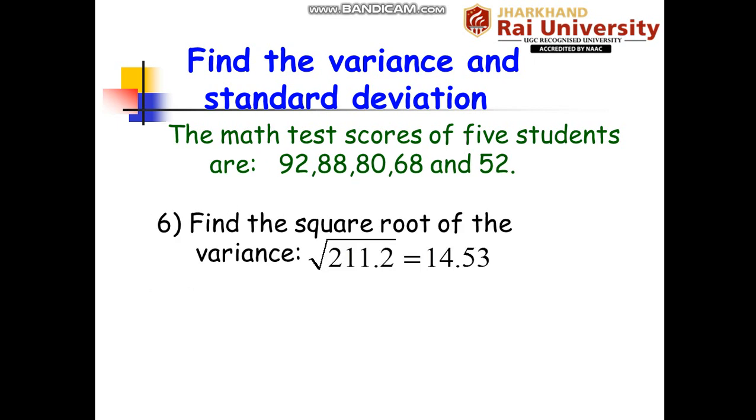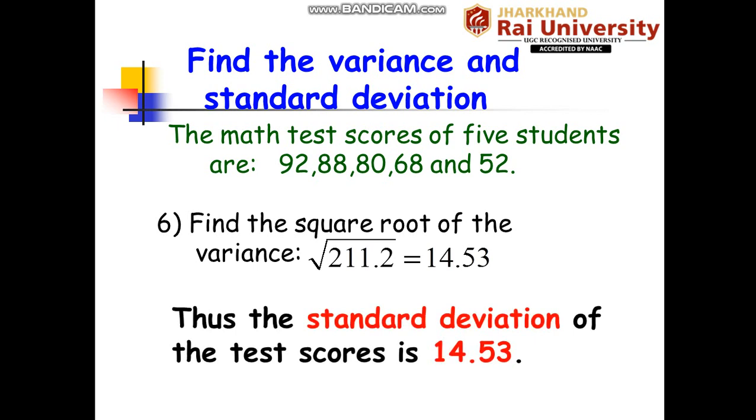Now we have got the variance as 211.2. And how to find the standard deviation? Take the square root of the variance. So the square root of 211.2 is 14.53, which is the standard deviation of the test scores given in the question. So standard deviation equals the square root of the variance.